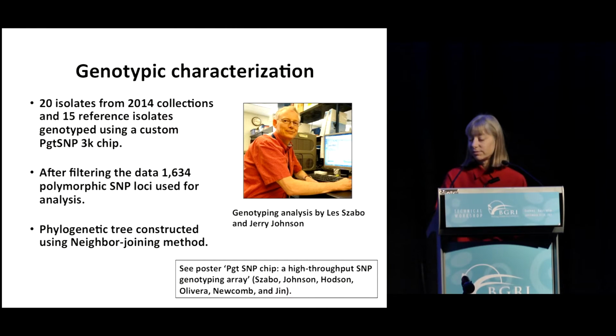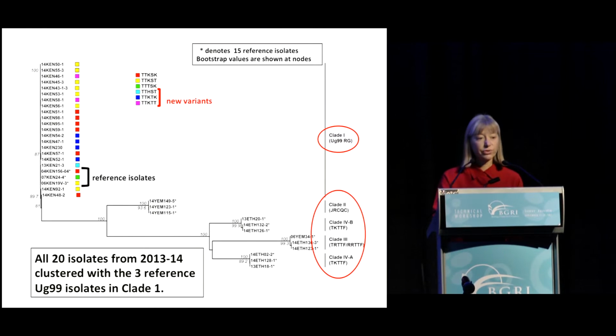And there's additional information in the poster by Szabo and others. 20 isolates from the 2014 collections and 15 additional reference isolates were genotyped using a custom PGT SNP 3K chip. After filtering the data, 1,634 SNP loci were polymorphic and used for the analysis. A phylogenetic tree was constructed using the neighbor joining method. This tree shows 35 isolates, 15 reference isolates noted by an asterisk, and 20 isolates from the Kenya collections.